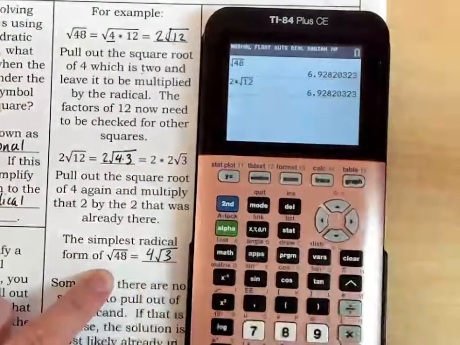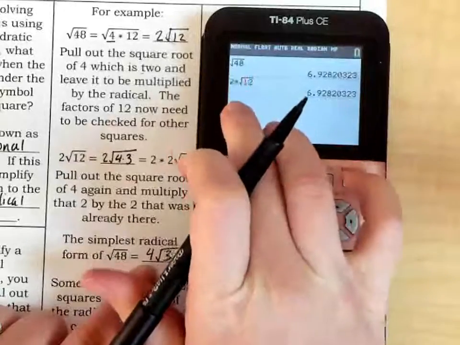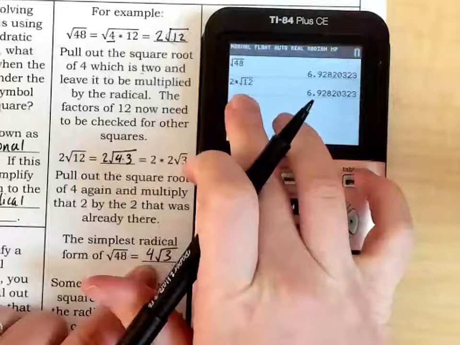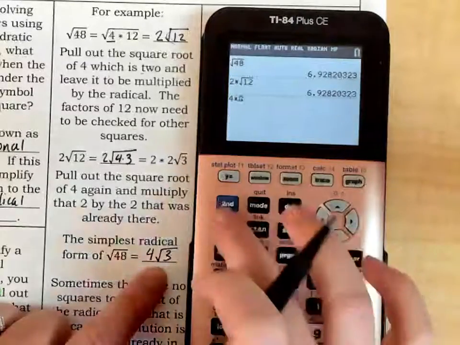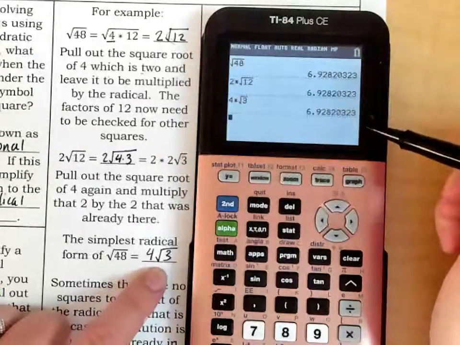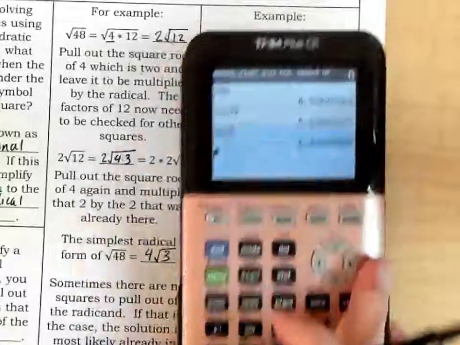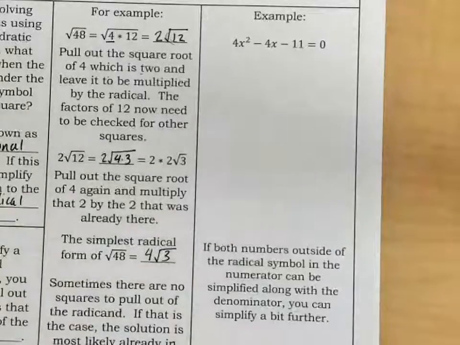And I can check that again. So notice here on my calculator, I have the square root of 48, I have 2 times the square root of 12, and then let's try 4 times the square root of 3, and they should all be exactly the same number. So all we've done is simplify it into another format that's just a little bit easier to work with and allows me to simplify further later on if needed.